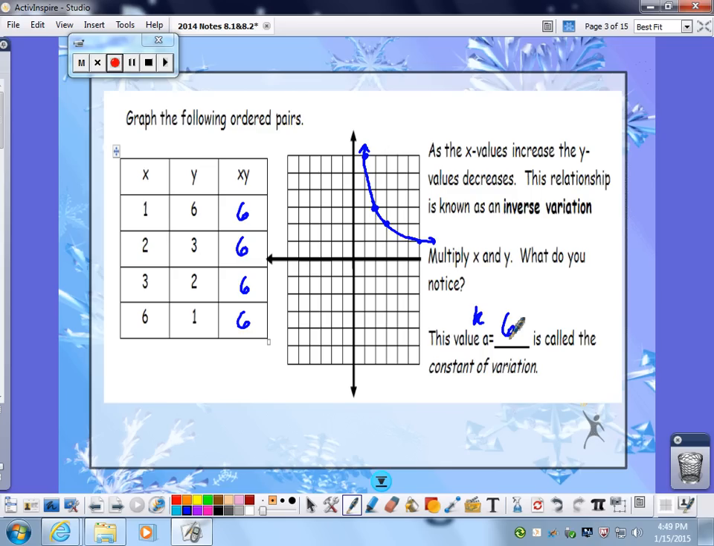All right, so let's get an equation for this curve. So we have x times y is equal to 6, and we want to solve for y, so that means y is equal to 6 over x. That's the equation of that curve for the inverse variation.